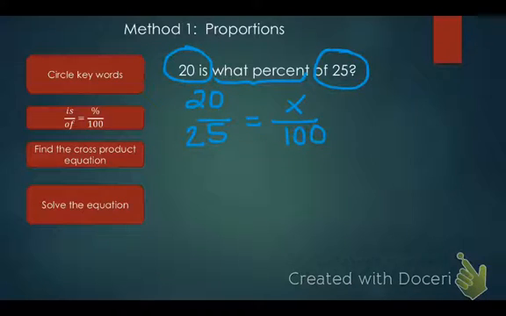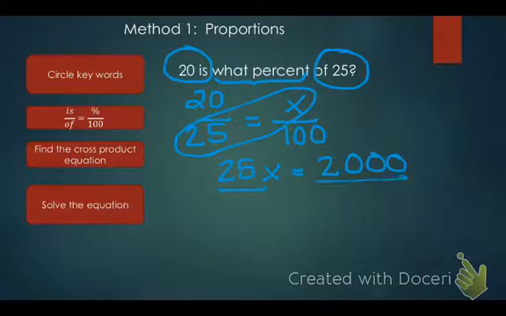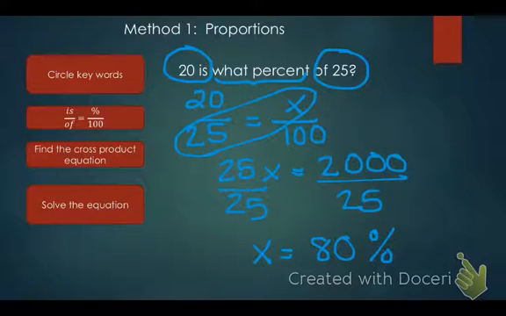And you should know how to solve a proportion. You're going to find your cross product equation, so I'm going to do 25 times x, it's 25x, equals 20 times 100 would be 2,000. That's my cross product equation. I will then divide both sides by 25, and I get x equals 80, and I just need to remember to put my label on this because it's 80%. That's one method.